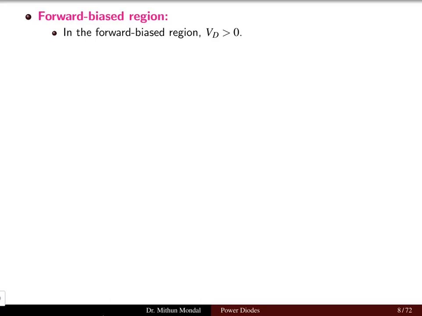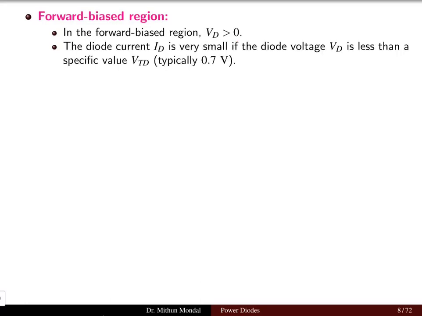In the forward bias region, the diode voltage is greater than 0 and the diode current is very small if the diode voltage is less than a specified value, typically 0.7 volt. Since you have the p-type material and n-type material connected together, a junction is formed.